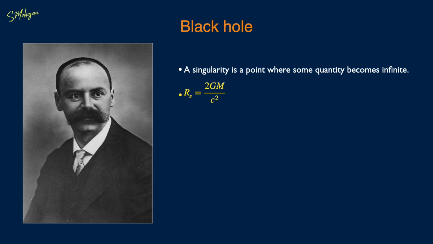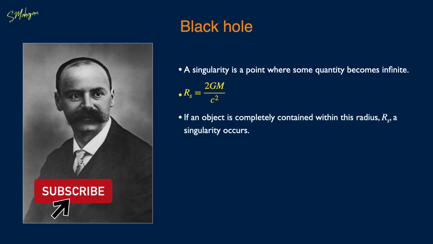For a mass m, this radius, denoted by Rs, is given as 2Gm by c squared. But real objects are not point-like. They have some finite extent. So one interpretation of the Schwarzschild radius result is that if any object is completely contained within this radius, a singularity will occur. The significance of this critical radius can be understood from the concept of gravitational redshift.